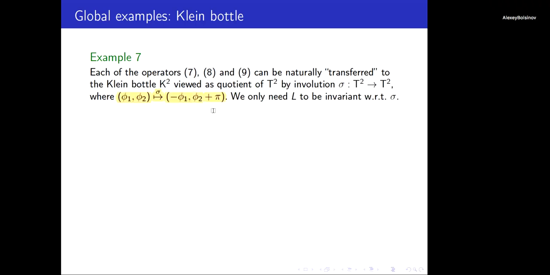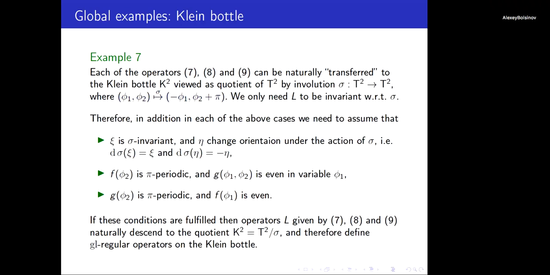Of course, if we want this involution to work, there should be some additional assumptions about the Nijenhuis operator defined on the torus. This operator must be invariant with respect to this involution. It means that you need to impose some additional conditions, which are very easy to write down in each of these cases. So this slide is to say that examples 7, 8, and 9 can be transferred to the Klein bottle in a very natural way.